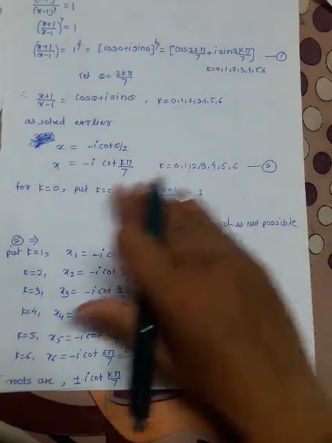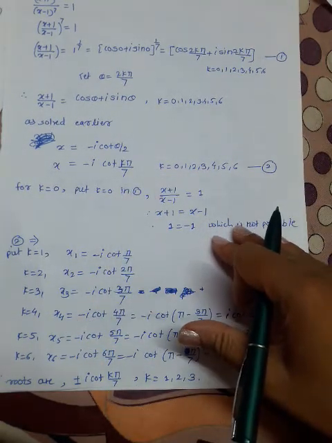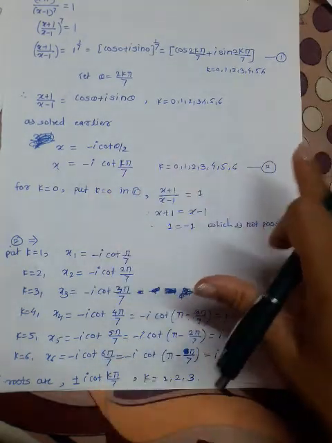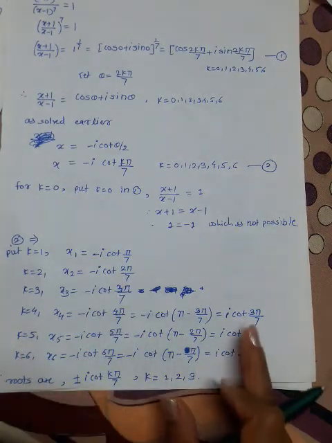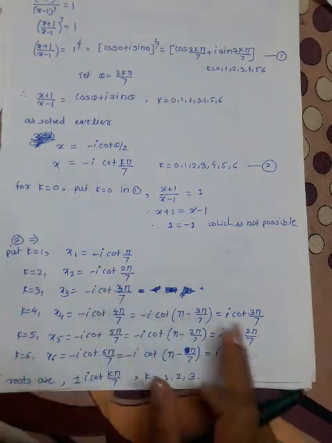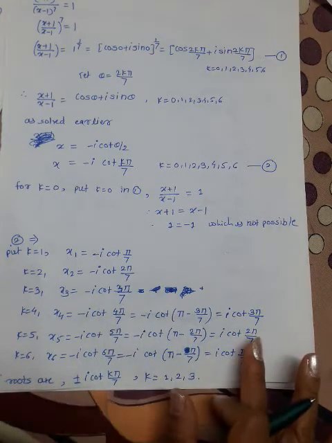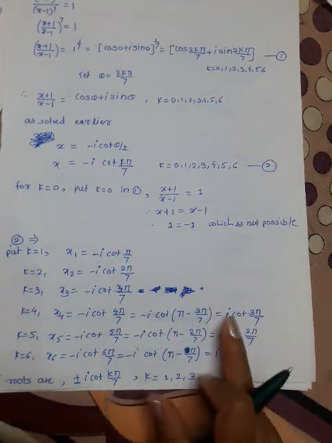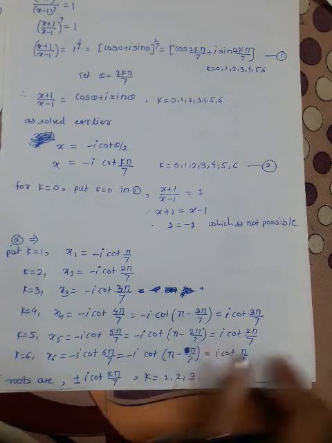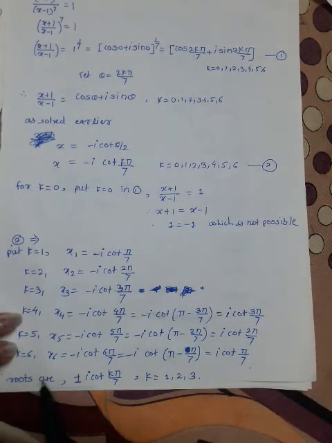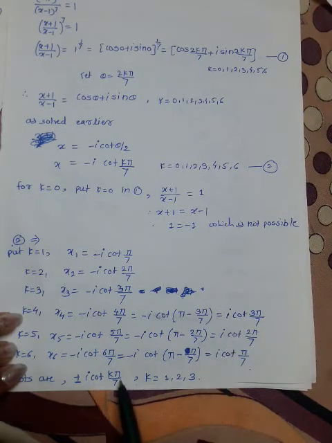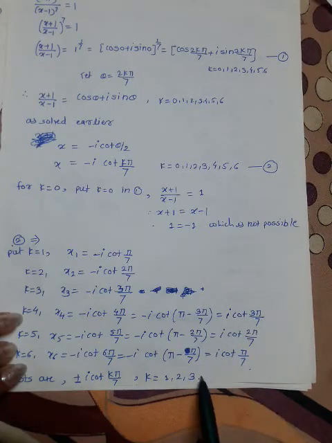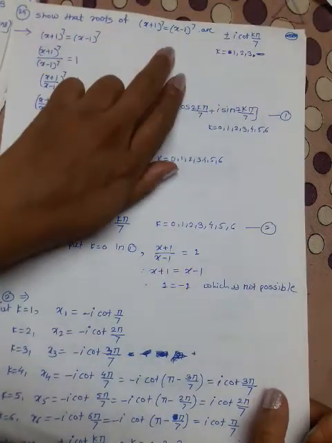Total 7 roots are there. Out of that, k equal to 0 gives the absurd result, that's why we exclude 0. Now total 6 roots are there. Out of 6 roots we get these 3 roots and these 3 roots. These 3 roots and these 3 roots are the same but opposite in sign. Therefore total 3 roots are there only, one is plus, the other is minus. Therefore the roots are plus and minus i cot k pi by 7, where k is 1, 2, 3. We get the same result.